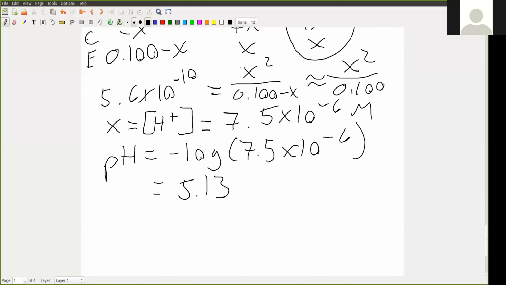If you recall from the previous video, the pH at equivalence, because you were using a strong base, was higher than neutral. And here, because we're using a strong acid, the pH is lower than neutral. So that's another sanity check that you can use when you're dealing with these kinds of problems.